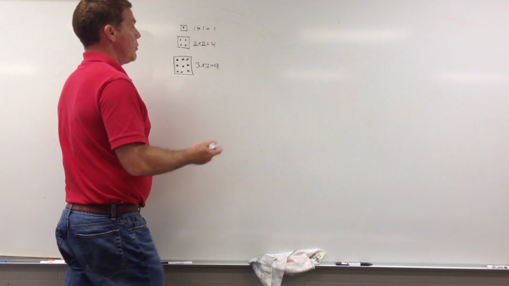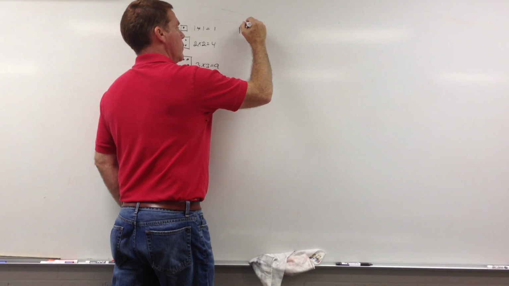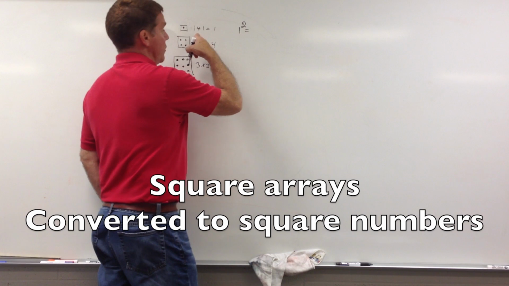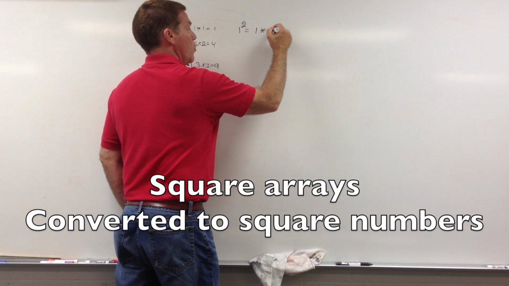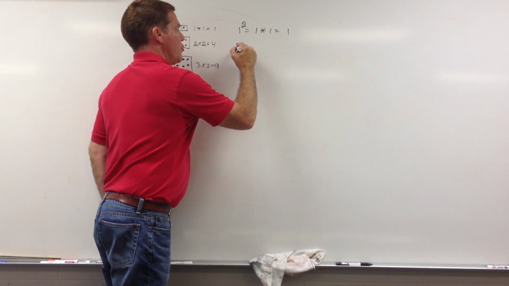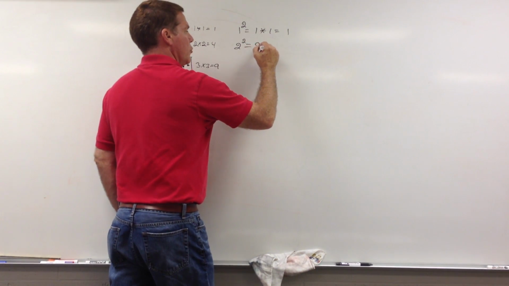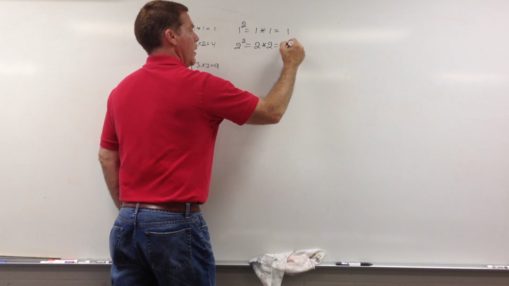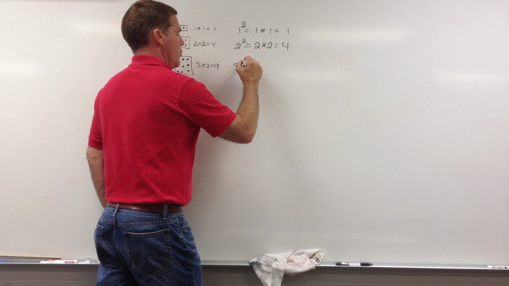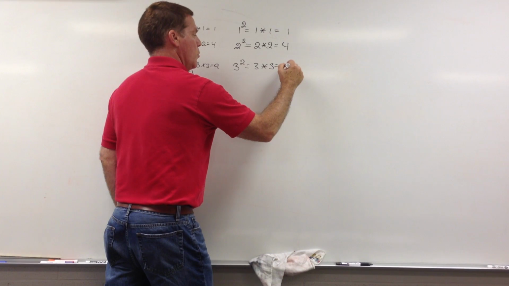So later on the students are going to have to determine, instead of writing it this way, we're going to write this as 1 squared, or 1 to the second power, which is the same as 1 times 1, and that's going to equal 1. On this array right here, it's going to be written as 2 squared, or 2 to the second power. That's going to equal 2 times 2, and that equals 4. Our next array that we have here is 3 squared. Again, that is 3 times 3, and that equals 9.